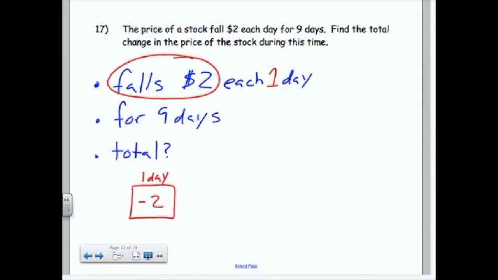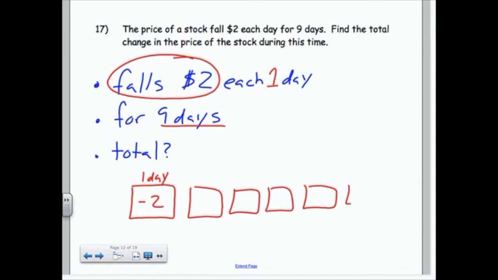From there, how many days do we want to put, or aka how many rectangles do we want to put? Well, there's 9 days, so we want 9 rectangles. So I'm going to draw 8 more. 1, 2, 3, 4, 5, 6, 7, 8. So now I have a total of 9 rectangles, each one representing 1 day. Inside the rectangles, I put -2.